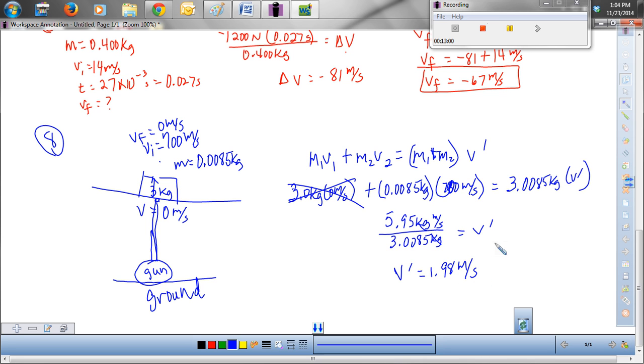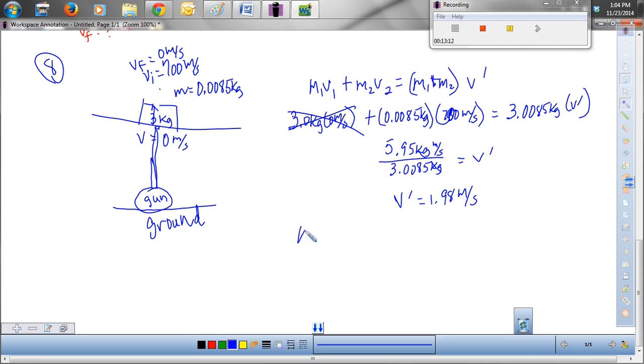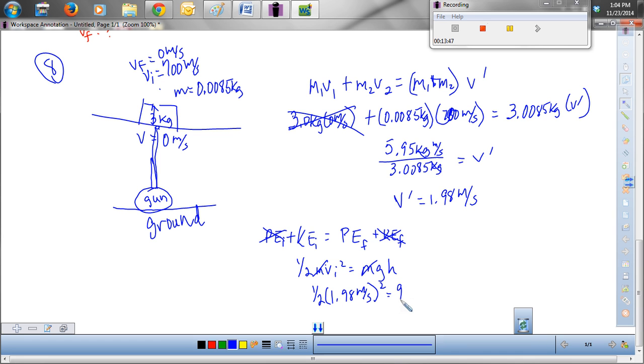And I think there's a part B to number 8. Part B says, ignoring air resistance, how high does the bullet-block system rise above the muzzle of the rifle? So I'm going to use conservation of energy. I'm going to say that the KE of the bullet-block system is equal to the PE at the highest point. I could call this PEI, but it's 0 because I picked it that way. PEF plus KEF. It comes to a stop because gravity slows it down. So I have 1/2 m v squared equals m g h. The mass is the same because it's the bullet and the block. So I have 1/2 times 1.98 meters per second squared is equal to 9.8 meters per second squared times h.